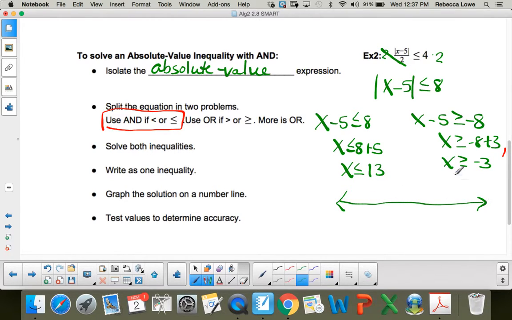Again, it's got to satisfy both inequalities, but I'm going to graph both. x is greater than or equal to negative 3 would go in this direction with a closed circle. I'm going to do this one in a different color. x is less than or equal to 13 would be a closed circle and shaded to the left. And remember, the final solution is where the two overlap. So between -3 and 13, including those two numbers. And if we were to write that using interval notation, it's any number from -3 to 13.